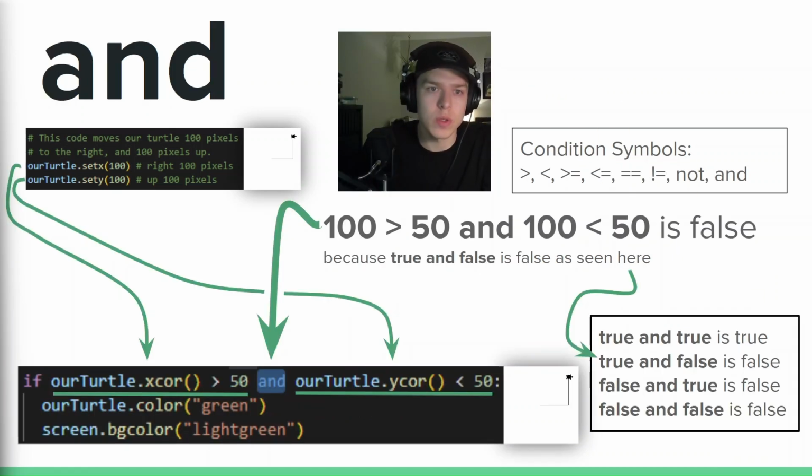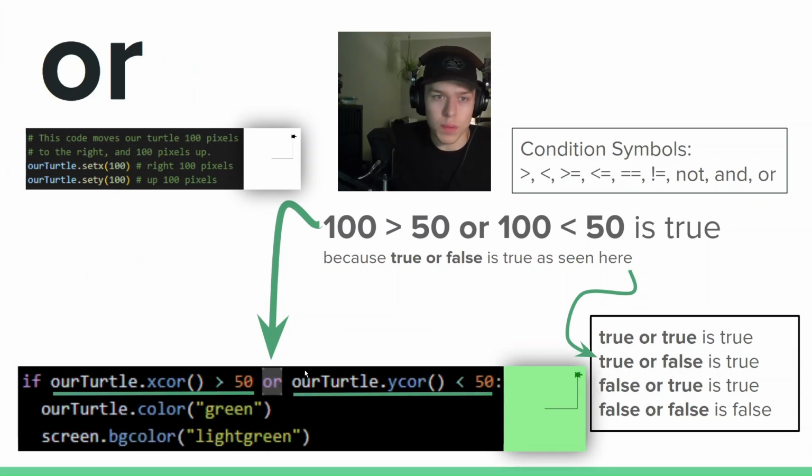Remember that this variable here represents 100 because that is the number of pixels we moved our turtle to the right. And this variable here also represents 100, but that is because that is the number of pixels we moved our turtle upwards. Notice I put the word "and" between the two conditions, each with a green underline. This "and" word makes the if statement true only if both of those conditions on each side are true. As you can see here, only one of the conditions is true, the left side. Thus, the if statement is false, preventing the code which turns the screen green from running.